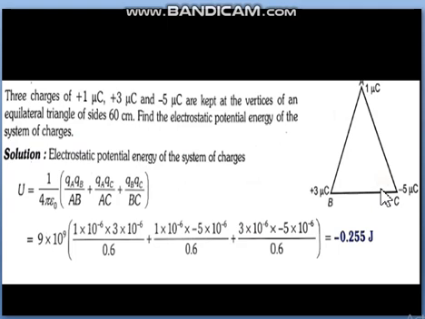So you can see in the diagram, at each vertex there are 3 charges and the side of the equilateral triangle is given as 0.6. Now the formula for the electrostatic potential energy of a 3 charge system is K, that means 1 upon 4 pi epsilon 0, common. So K times Q1 Q2 upon R12 plus Q2 Q3 upon R23 plus Q3 Q1 upon R13. This way we can make pairs of 2 charges and divide them by the respective distance.